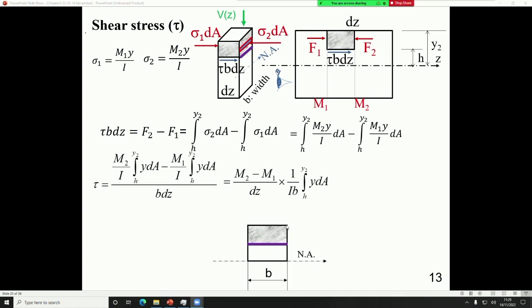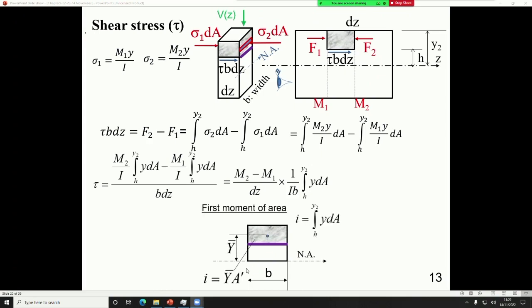It means this is the first moment of area of the region enclosed between the top layer or free surface and the layer we are interested in finding the shear stress for, with respect to the neutral axis. So I repeat, this is the first moment of area of this gray region, the region enclosed between the layer we are interested in and the top layer, with respect to the neutral axis.